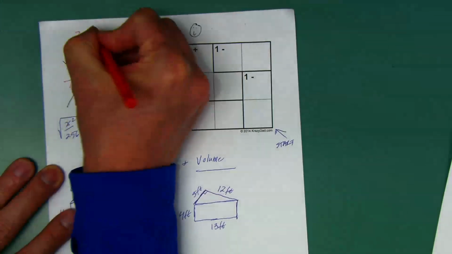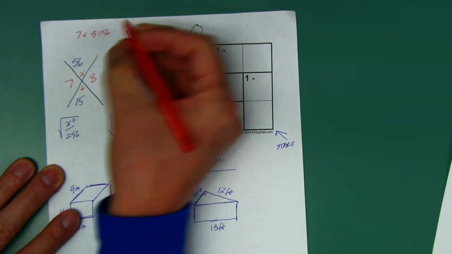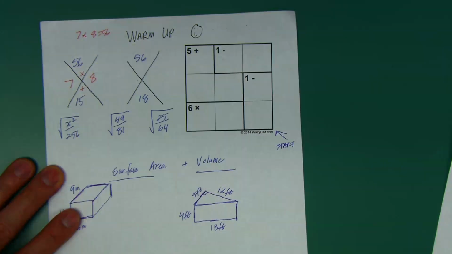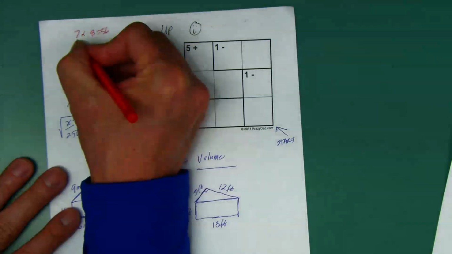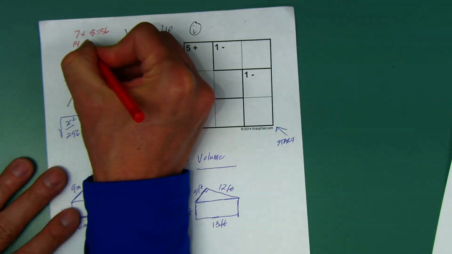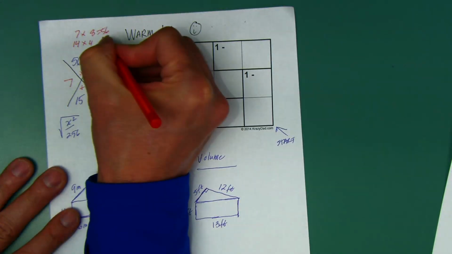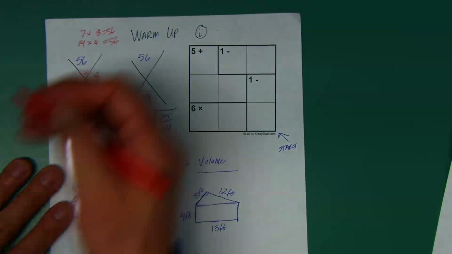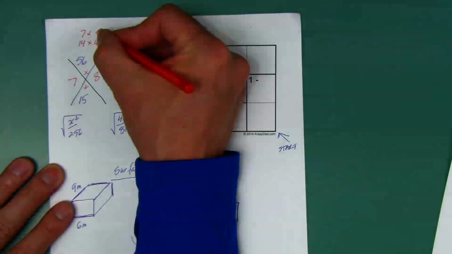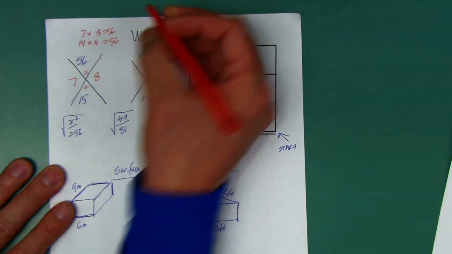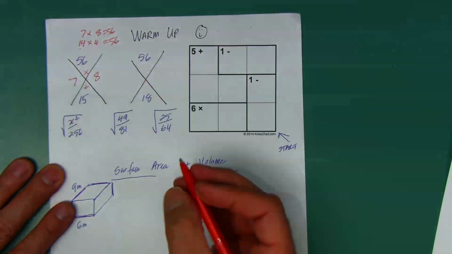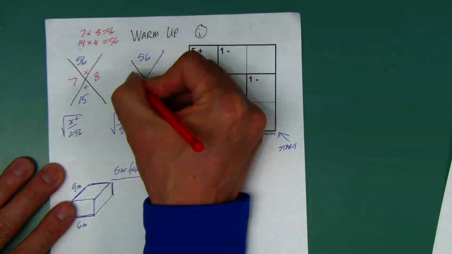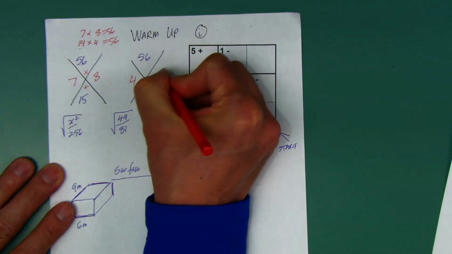Remember, I think I told you this before once or twice. You could take any product, okay, and if you double one of the factors and take half of the other factor, you will get the same product. So I'm going to double the 7, get 14. I take half of 8, get 4. I'm still going to get 56, but 14 plus 4 is 18. So that's going to work on this one, right?